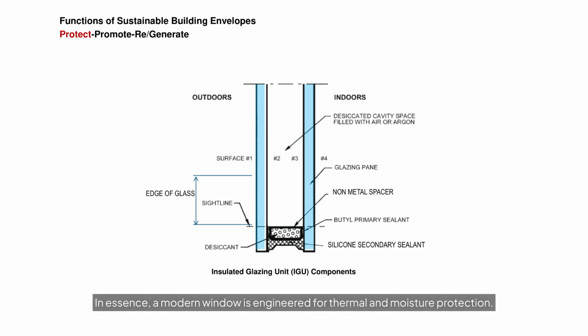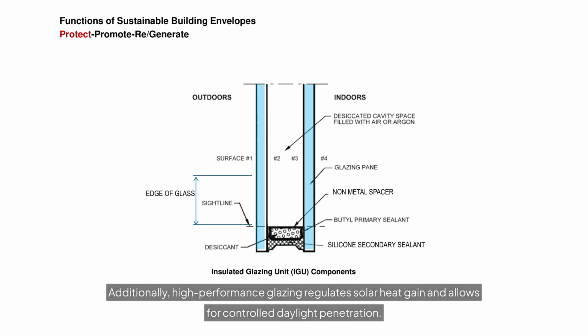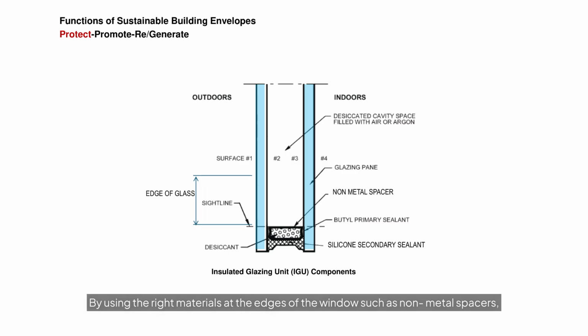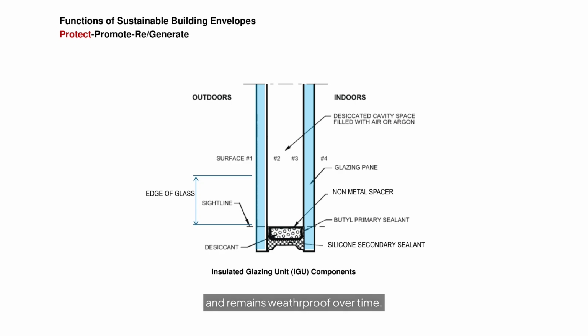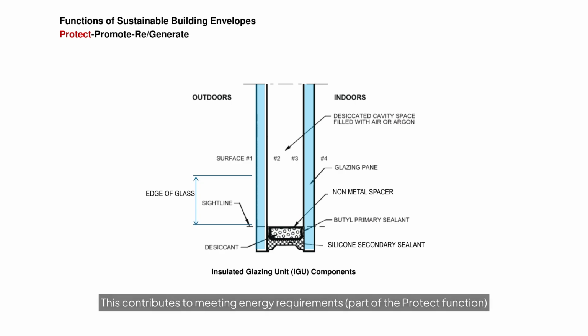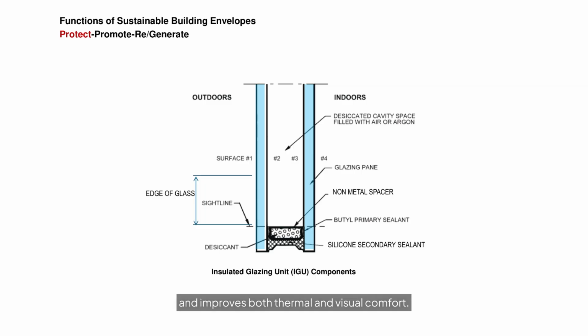In essence, a modern window is engineered for thermal and moisture protection. By sealing 2 panes of glass with an air cavity gap, it protects the interior from heat transfer by keeping conditioned air in and extreme temperatures out. Additionally, high-performance glazing regulates solar heat gain and allows for controlled daylight penetration. By using the right materials at the edges of the window, such as non-metal spacers, we ensure the window unit doesn't become a thermal bridge in the building enclosure's insulation and remains weatherproof over time. This contributes to meeting energy requirements, part of the protect function, and improves both thermal and visual comfort.